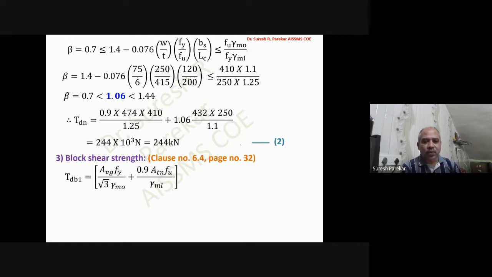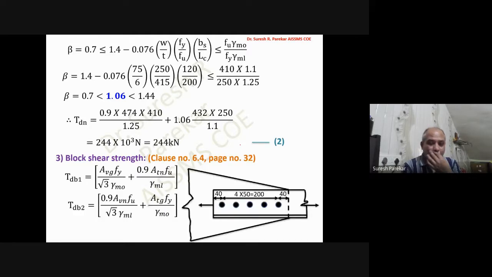Now we will switch over to block shear strength, where we have to find TDB1 and TDB2. Here you can see this LC, if you consider it. LC is the center to center distance between the end bolts. So this is your value of LC, L suffix C, the length of connection, and that we are going to get as 200.